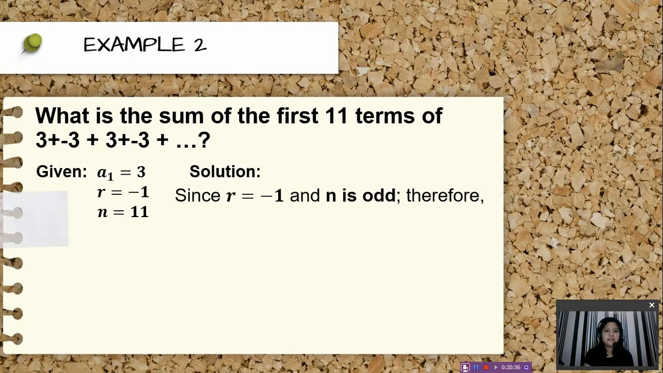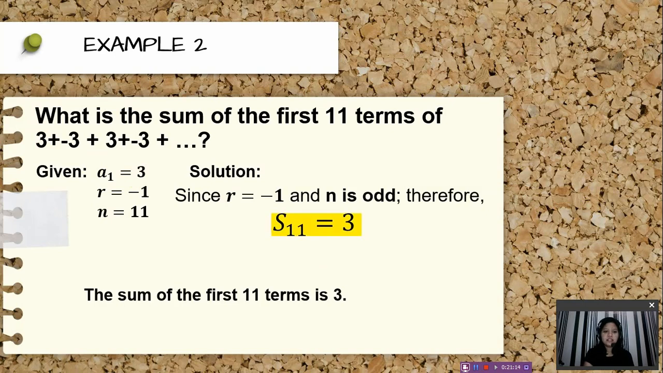Since r is equal to negative 1 and our n is odd, therefore, our S sub n would be equal to the a sub 1. And our a sub 1 is 3. So, S sub 11 is equal to 3. Thus, the sum of the first 11 terms is 3.